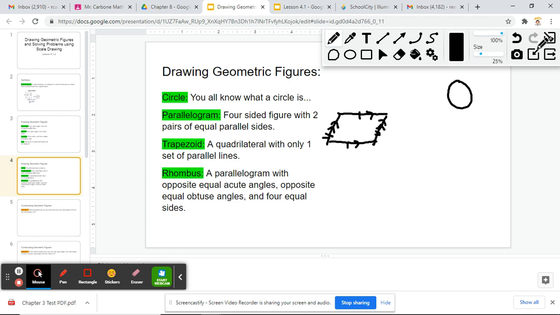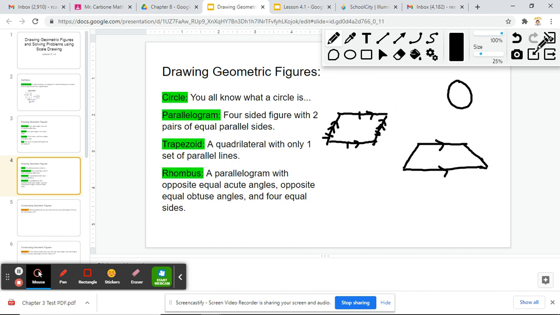Next is a trapezoid, and a trapezoid is a quadrilateral with only one set of parallel lines. So if we're drawing something like this, we have a trapezoid here, right? Because both of these sides are parallel. However, notice over here that these sides are not parallel, right?